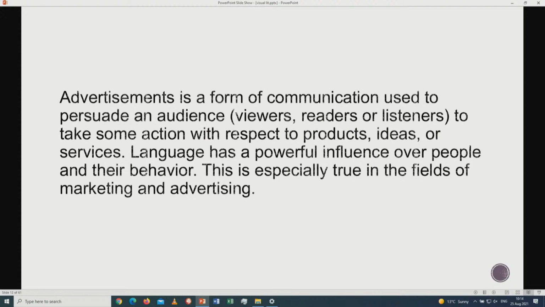What is an advertisement? An advertisement is a form of communication used to persuade an audience, viewers, readers, or listeners to take some action with respect to a product, ideas, or services. Language has a powerful influence over people and their behavior. As we already said, if you want your language to be interesting, it is important to pack a punch in speeches and moving lines, especially when you are advertising or marketing.